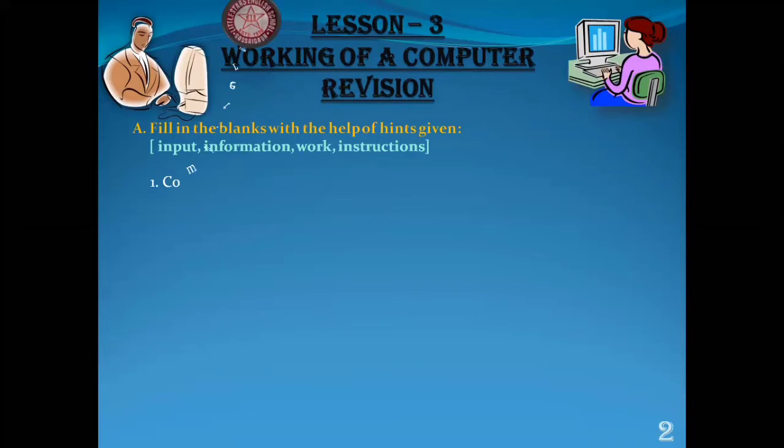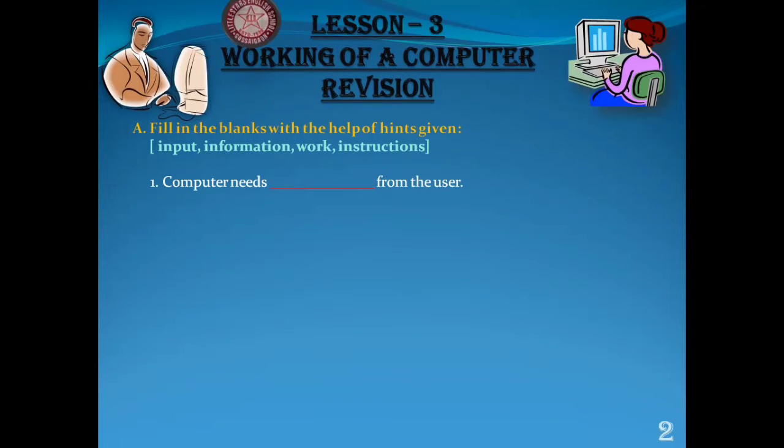So the first question is fill in the blanks. Computer needs dash from the user. In your chat box, you can write also. In the chat box, you have it in your mobile. You can write the correct answer, type it in your mobile, and send it in the group here in the chat box.